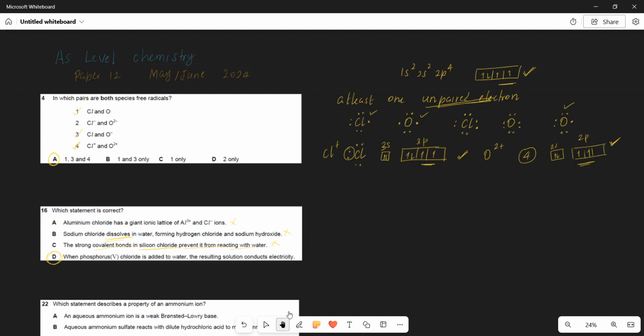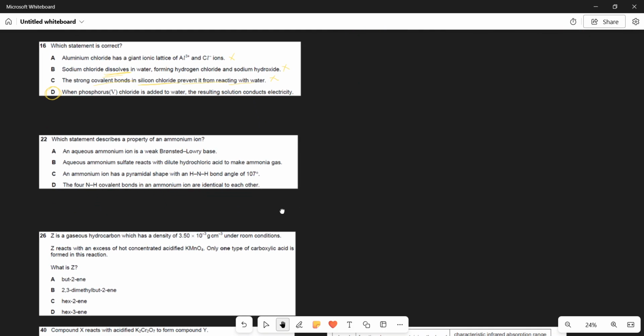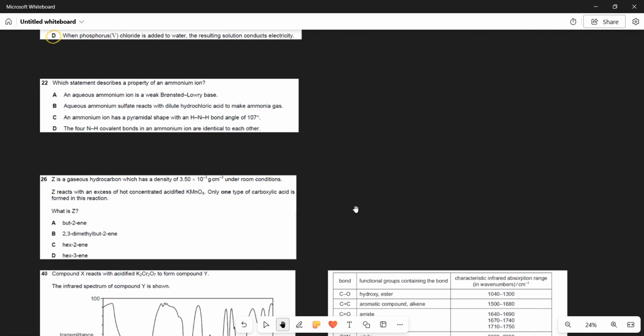Moving on to the third difficult question in this paper reported by the examiner: which statement describes the property of the ammonium ion? Aqueous ammonium ion is a weak Bronsted-Lowry base. A base is an acceptor of protons, but the ammonium ion is a donor of protons because it is NH4 plus. It already accepted one, so it cannot further accept a proton, so it's wrong.